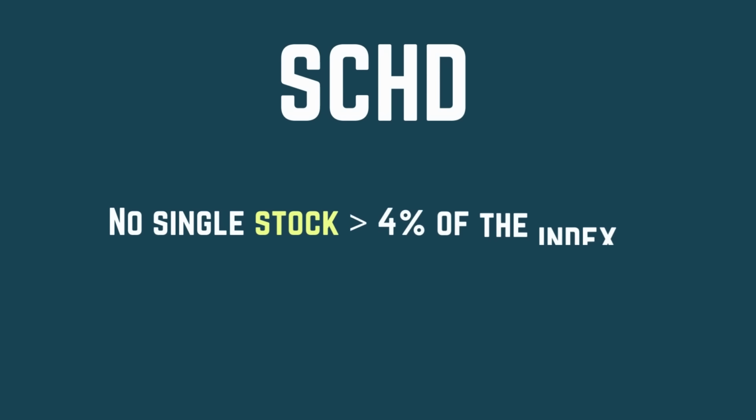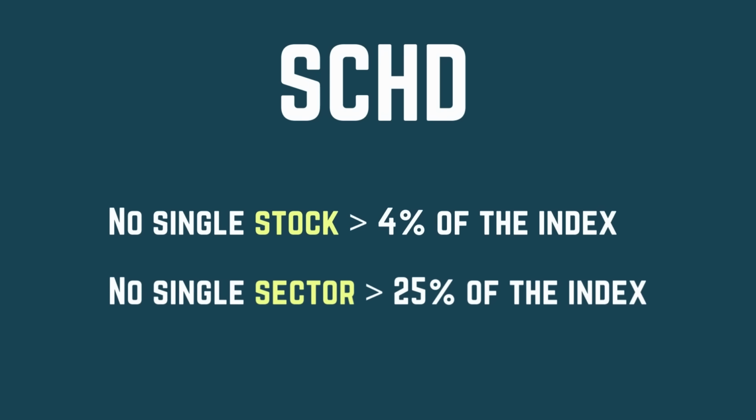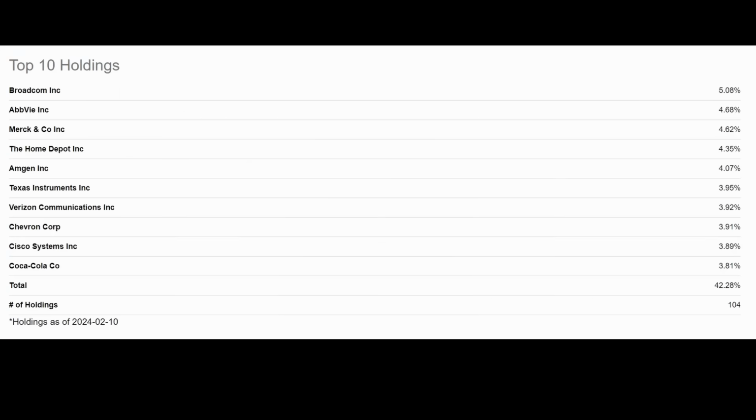Within SCHD, no single stock can represent more than 4% of the index. And no single sector can represent more than 25% of the index, as measured at the time of index construction, reconstitution, which is where we are now, and any rebalancing. So because the ETF is about to enter the reconstitution phase again, we can expect that on Monday, March 18th, those positions that currently make up more than 4% of the index will be rebalanced. And right now, it looks like the top 5 holdings might be a part of the rebalance.